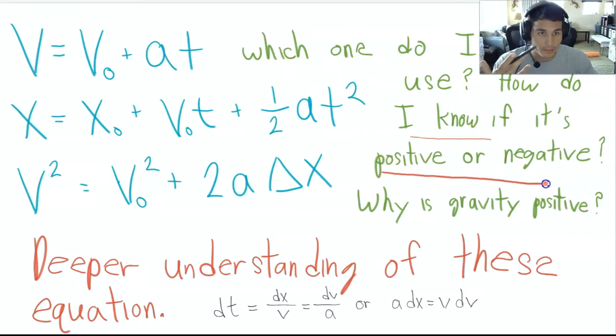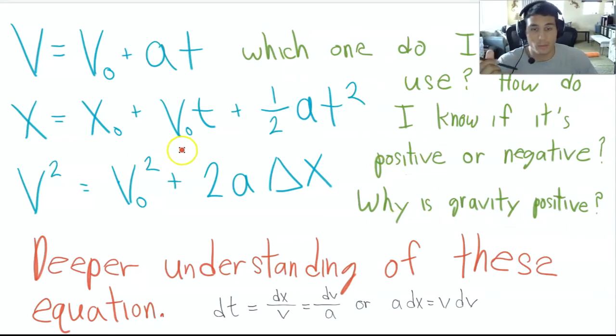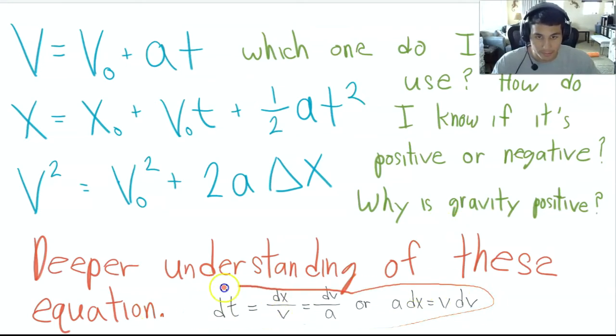How do I know if it's positive or negative? And why is gravity positive? Because sometimes gravity will be positive, which makes no sense when you first start learning physics, but when you start doing more physics problems, you'll actually see that sometimes gravity, we should call it positive. And the deeper understanding of these equations comes from this part right here.